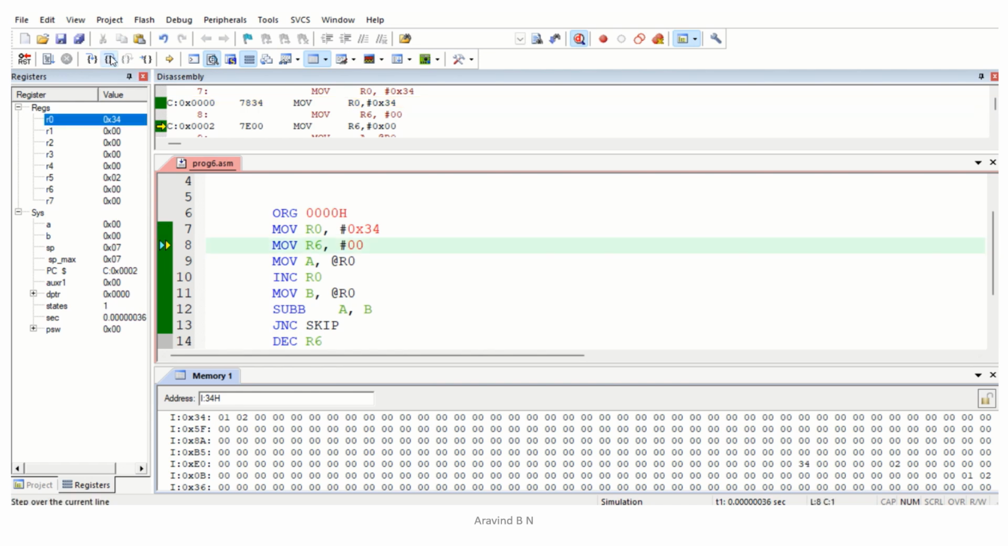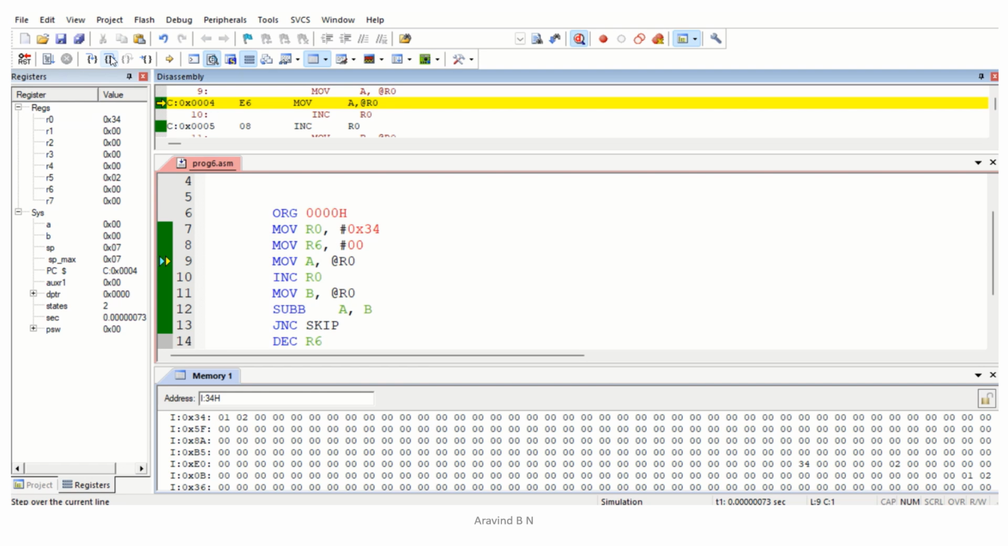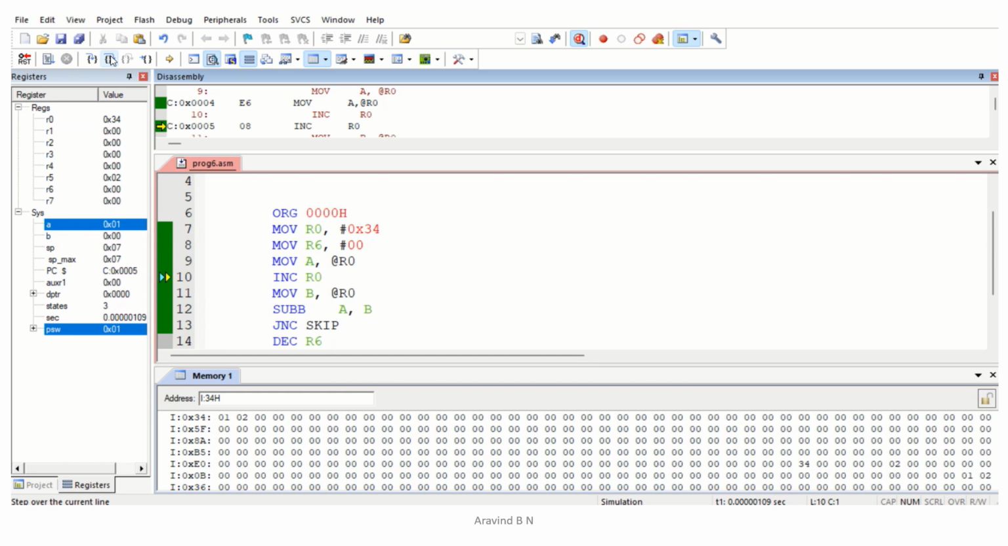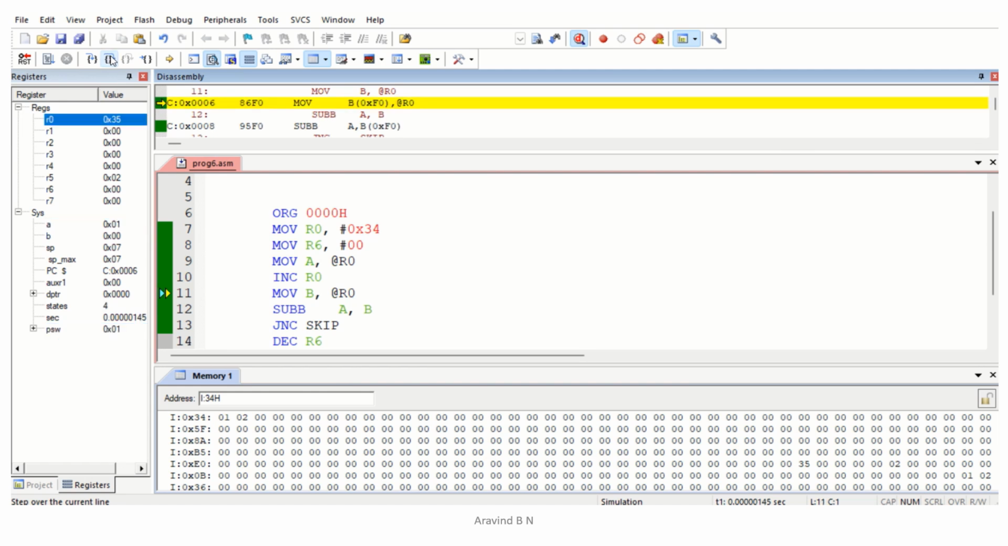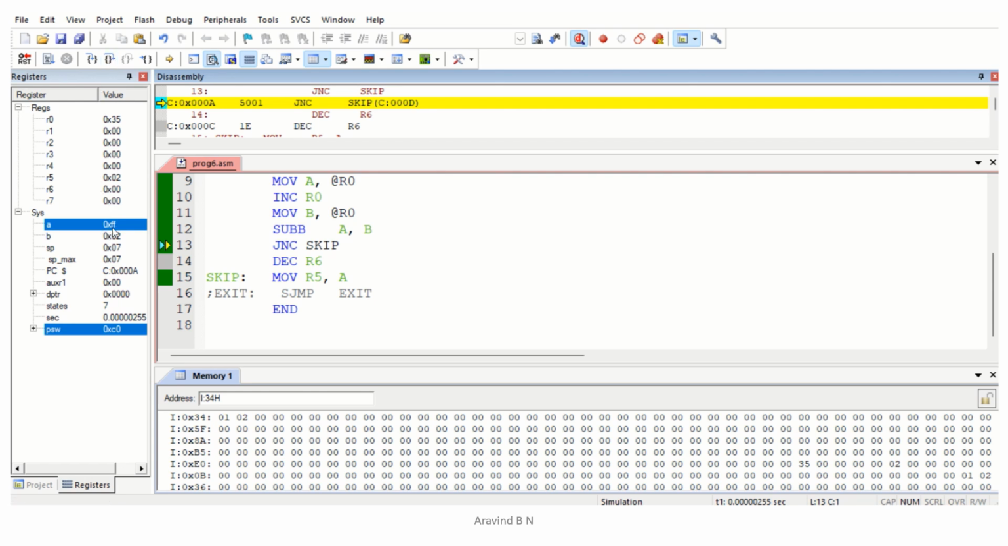Procedurally, R0 is loaded with 34, R6 is initialized with 00, and then the contents pointed to by R0 are moved to register A, the accumulator, that's the value 1. Increment R0, then the value at location 35 is moved to register B, that's the value 2. Perform the subtraction operation. Since 1 minus 2 becomes a negative answer, the answer stored in the accumulator will be in 2's complement form. So now this is in 2's complement. 0xFF is the 2's complement of what we are supposed to get, because a negative value will not be stored, so it is stored in its 2's complement format.